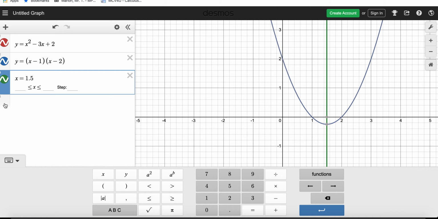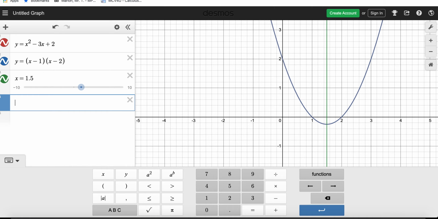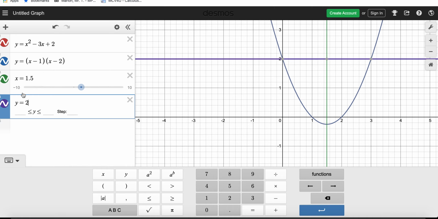So let's say at the level y equals 2, at this level here, this line divides the parabola into two similar halves. So the distance from here to here should be the same as the distance from this point to that point. That is why we call it the axis of symmetry.